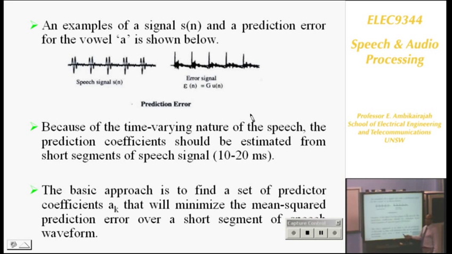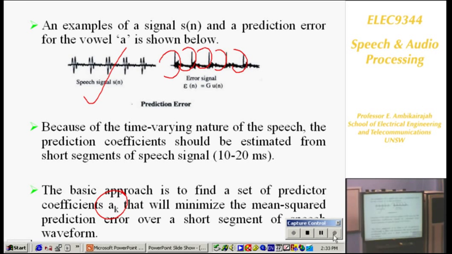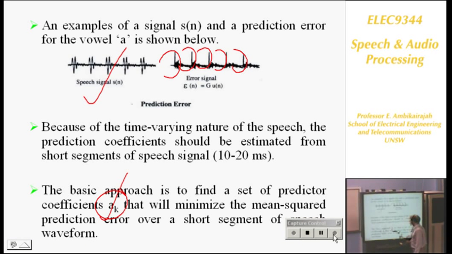And examples, so a couple of examples, we have seen this before. This is your speech signal after you pass it through a linear predictor. These are the errors that come in. The basic approach is to minimize the coefficients, and we get the coefficients a_k coming into play. Okay, as we mentioned, we know how to calculate these coefficients, okay?